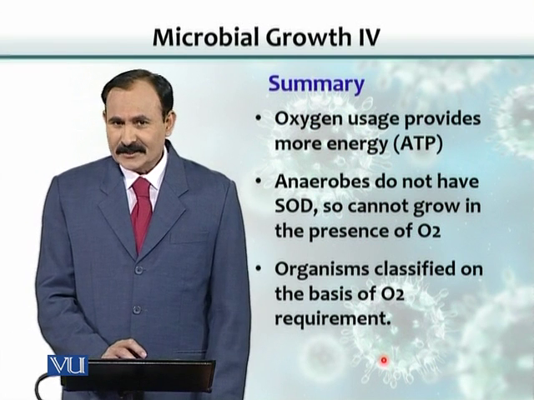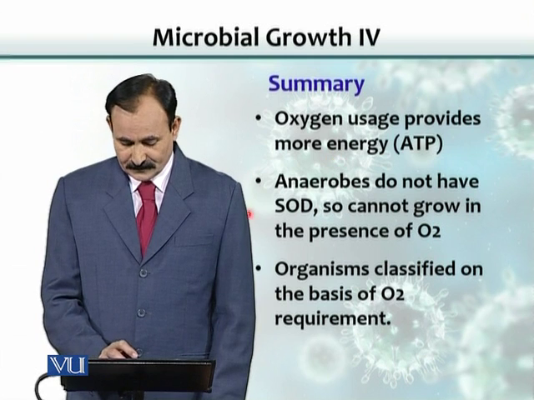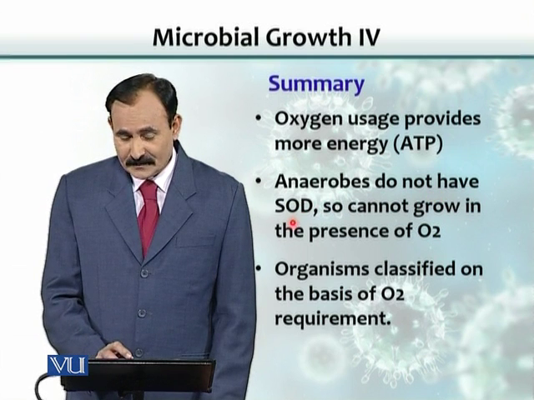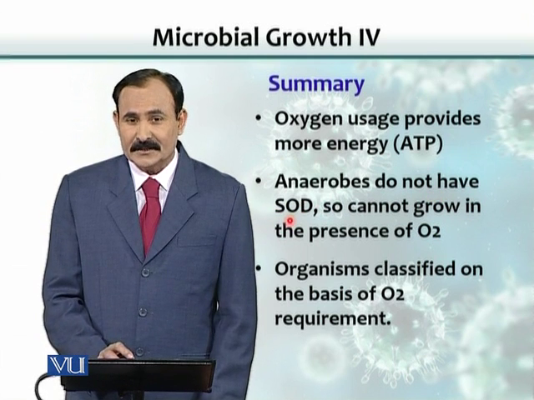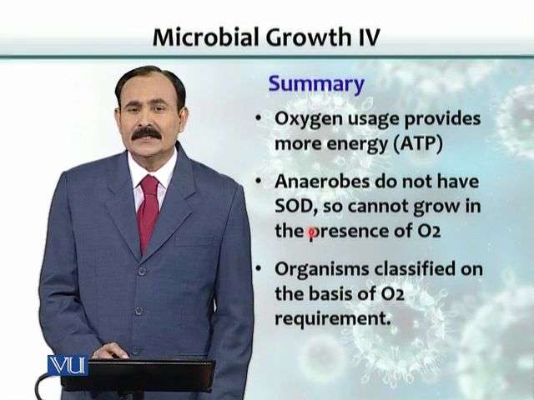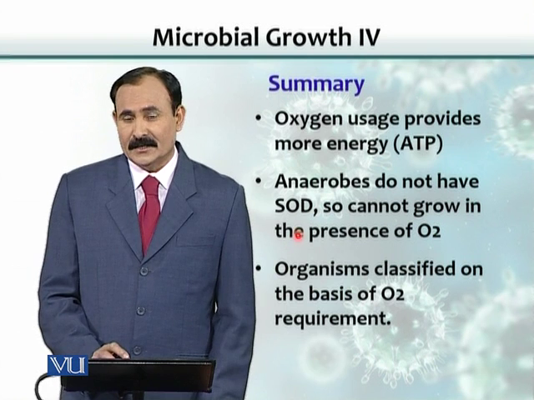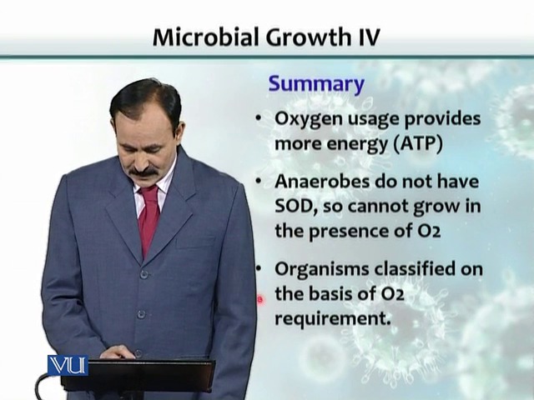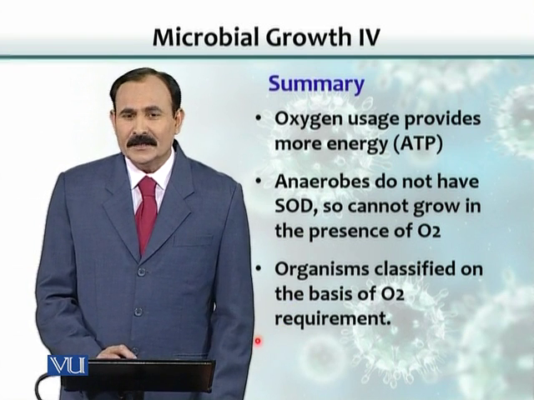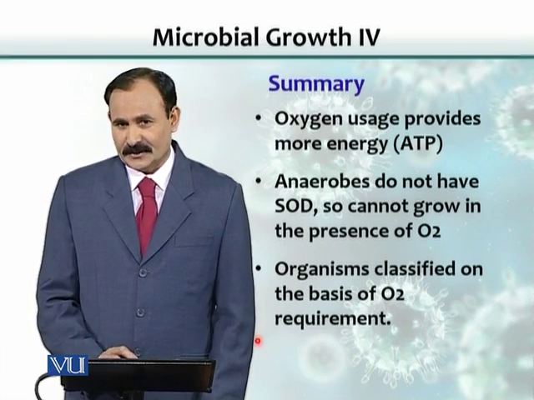In summary, those bacteria that use oxygen make a lot more energy, ATP, than the others. Anaerobes do not use oxygen. They don't like it because they cannot grow. The toxic substances that are present in oxygen can kill those bacteria. A very good example is Clostridium tetani, which causes tetanus in humans and animals. We saw that organisms could be classified into various groups on the basis of whether they use oxygen or not.